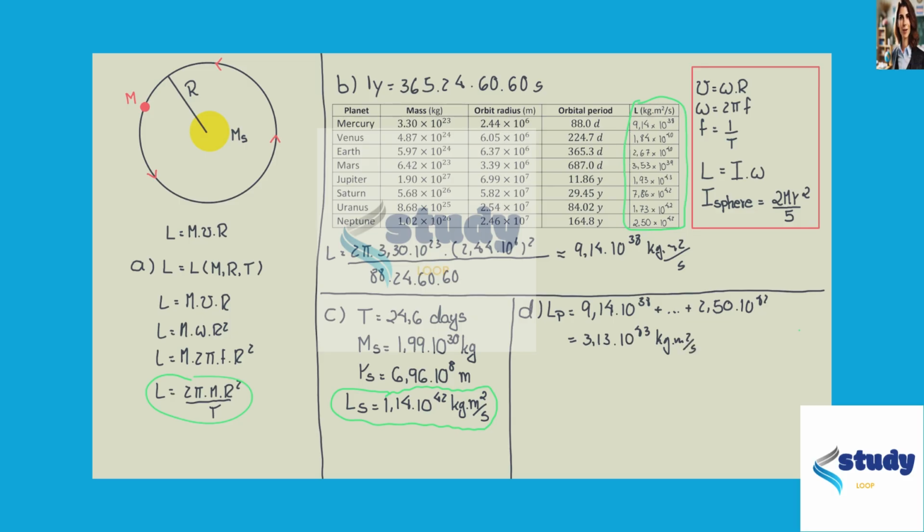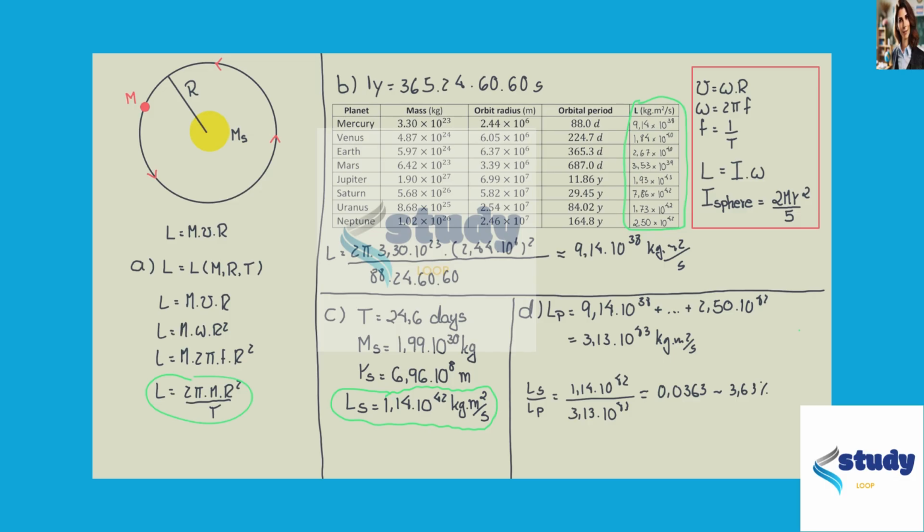Now we compare the angular momentums by taking the ratio between the angular momentum of the Sun and the angular momentum of the planets. This results in 1.14 times 10 to the 42 divided by 3.13 times 10 to the 43, which is approximately 0.0363. Therefore, the angular momentum of the Sun is only 3.63% of the angular momentum of all the planets together.